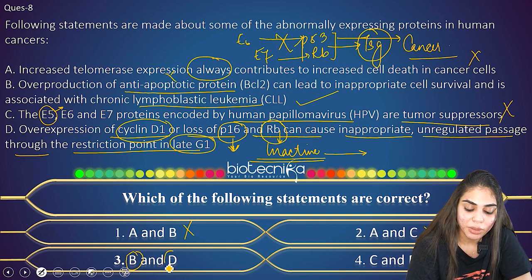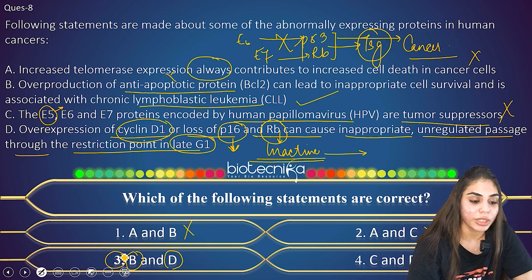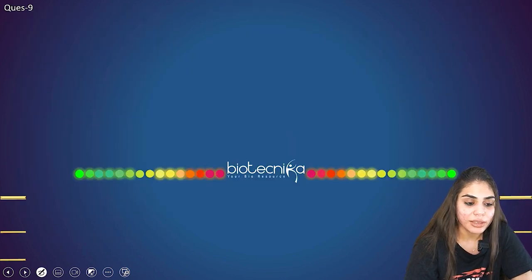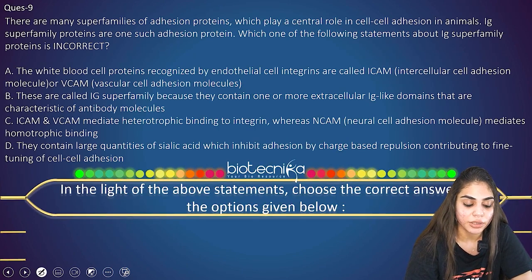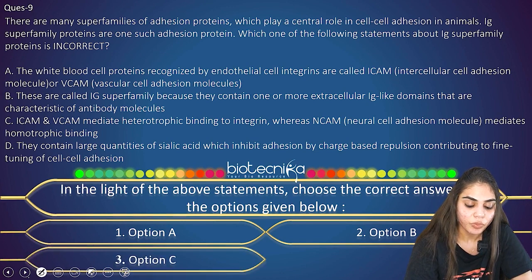So again, this statement is the correct statement, and again the right option is option number 3. Now let's come to the next question, that is question number 9 in CSIR unit 4.